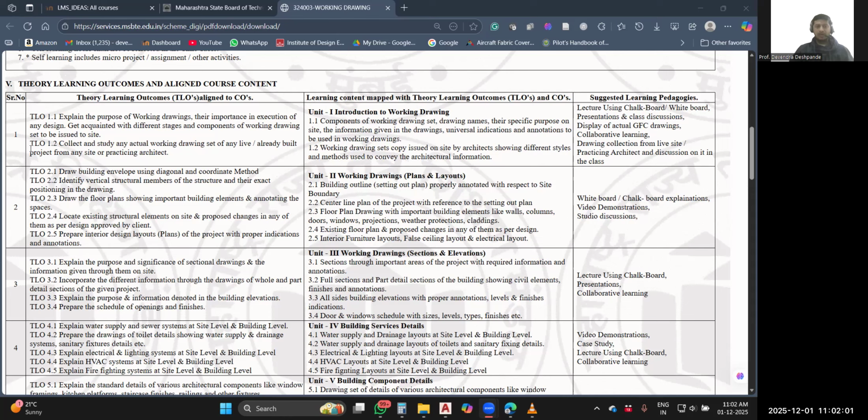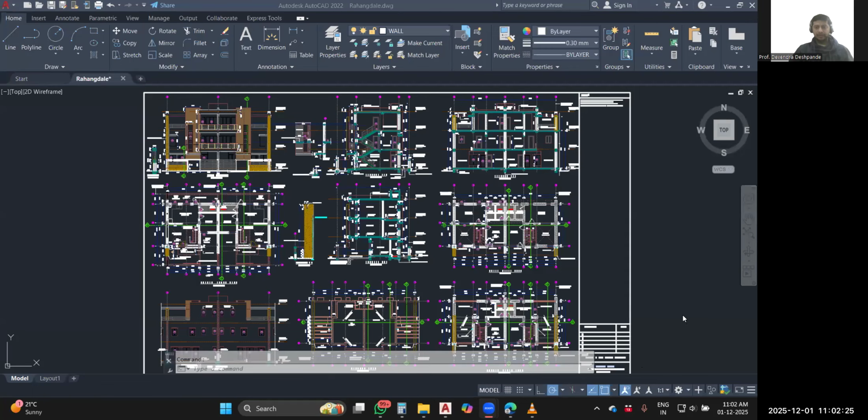So here we are going to study a set of drawings through which we could see what the different types of drawings are, and what the different types of details are which are required to instruct the contractor on site who is going to build the building. I'll just quickly show you a sample set of drawings.